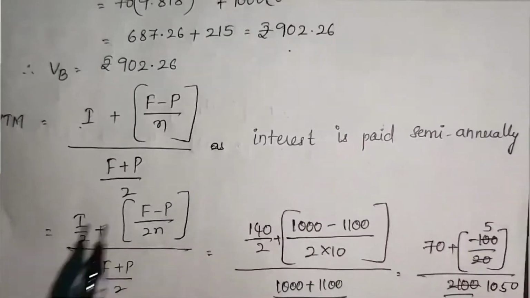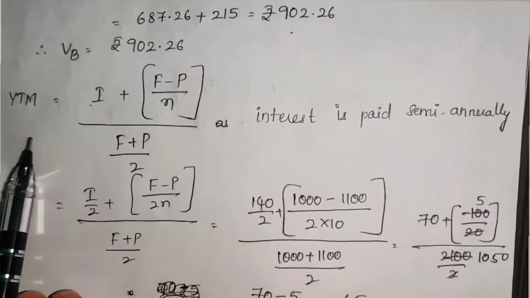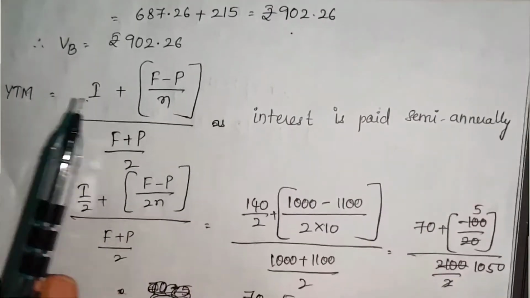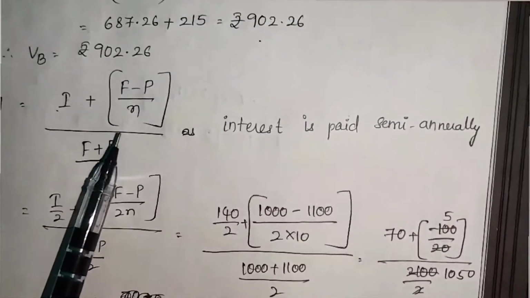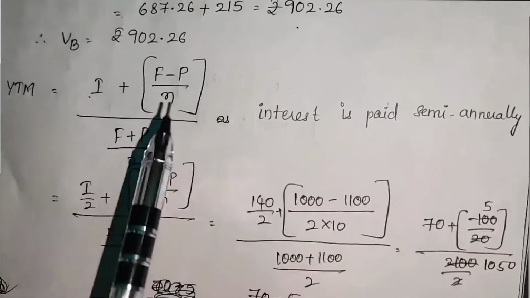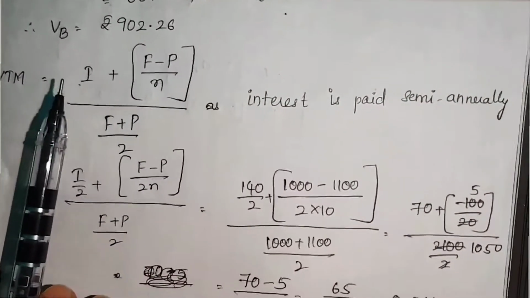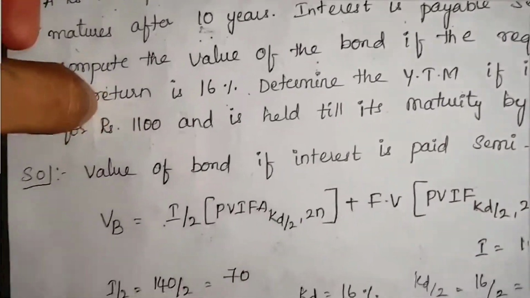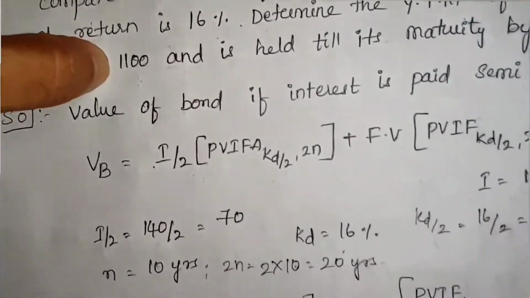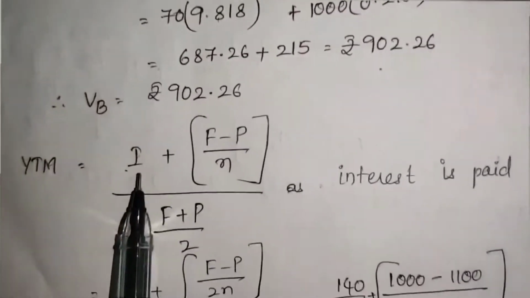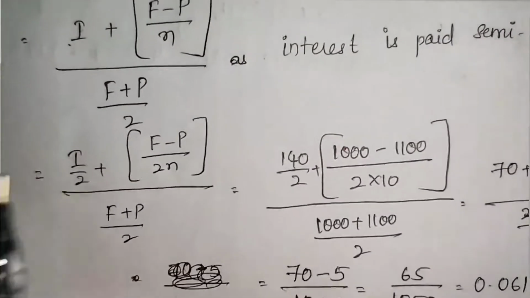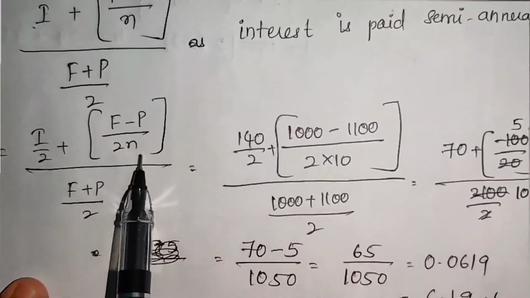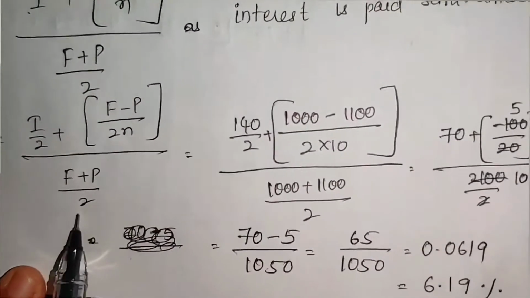I am repeating it. Next, we are asked to calculate the yield to maturity. We know the interest, we know the redemption value, and we know N. So what is P? P is the price at which it has been purchased, so it is purchased at 1100 rupees. Now let's see. Interest is I by 2, because it is paid semi-annually. So (F minus P) by 2N, by (F plus P) by 2.